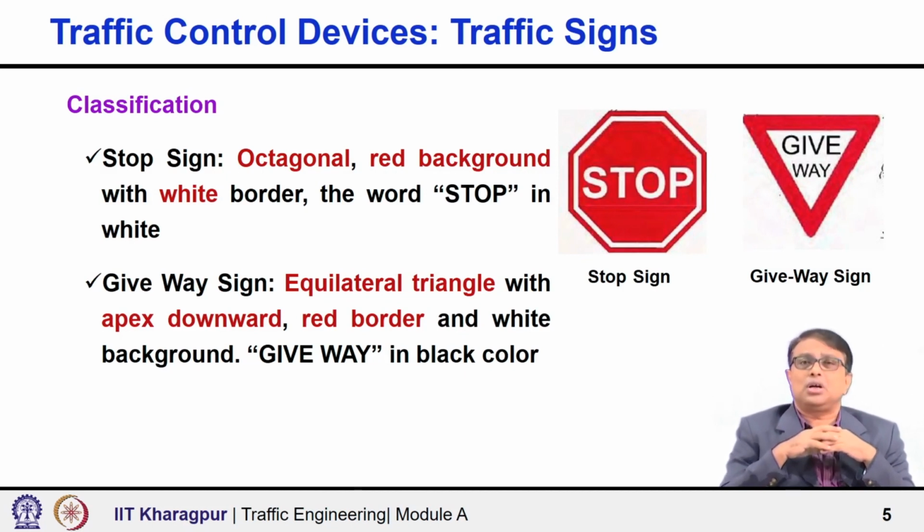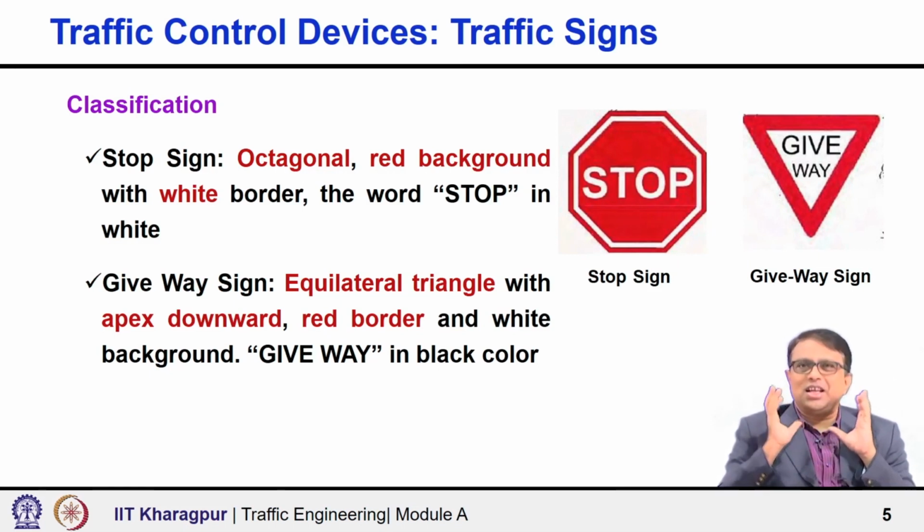Organizations who are primarily responsible for implementation and operation must install signs only as per the IRC guideline following this code, and every detailed information is available. Give way sign is an equilateral triangle with apex downward. This apex downward is very important, because when we go to the cautionary signs, you will see that they are also triangular, but instead of apex downward, it is apex upward. So, it is very important that it should be apex downward.